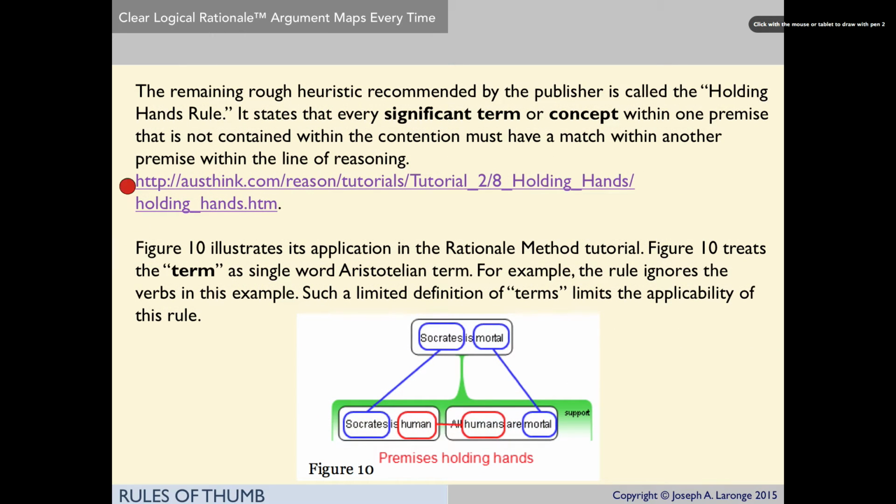The other remaining heuristic recommended by the publisher is called the holding hands rule. And it states that every significant term or concept within one premise that is not contained within the contention must have a match within another premise within the line of reasoning. And Figure 10 illustrates its application in the authorized Rationale method tutorial. Figure 10 treats the term as a single word, Aristotelian term. For example, the terms are treated as Socrates as a term, or human as a term, or mortal as a term. But here the rule ignores the verbs in this example. Well, the verbs are just as important. So a limited definition of terms limits the applicability of this rule so that it would not apply in every circumstance.